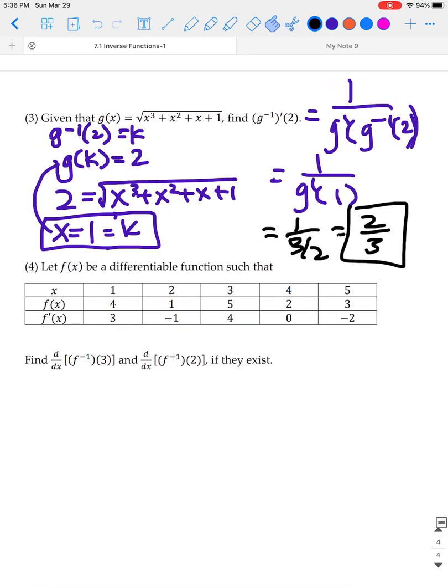Okay, so below that, we've got a table example. So we've got a table of values for x, f, and f prime. And we're being asked to find 2 particular derivative values. So I will go ahead and let you find that on your own, and you can check the notes online. So this is going to conclude our notes for inverse functions.